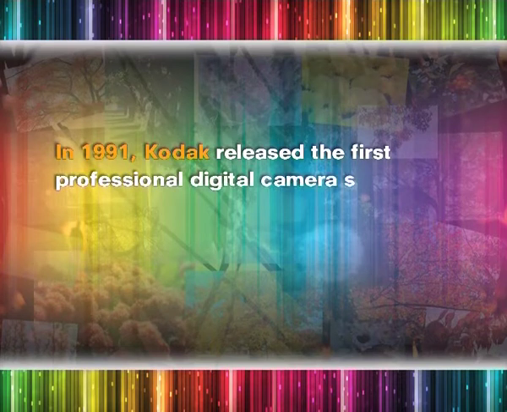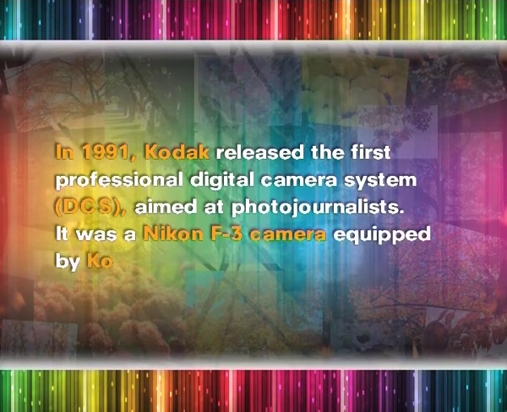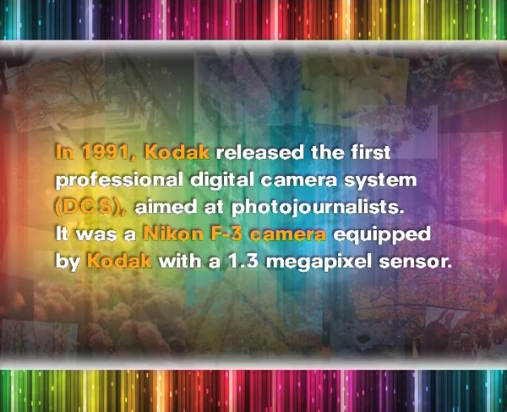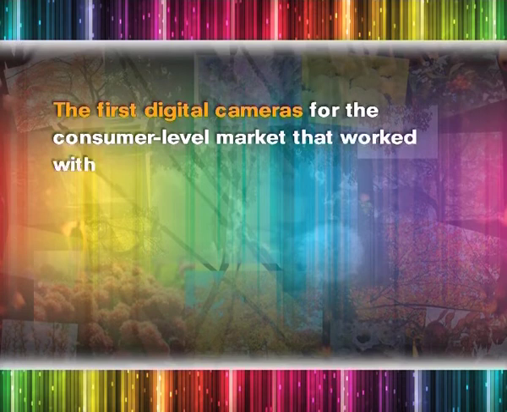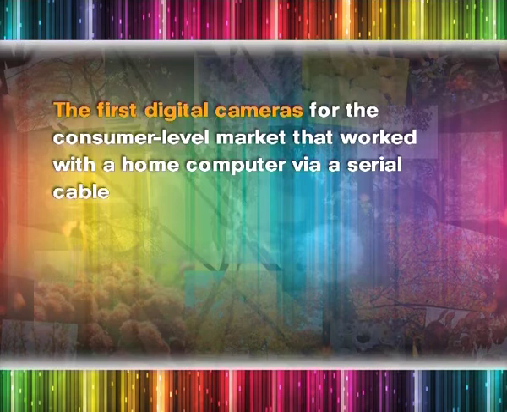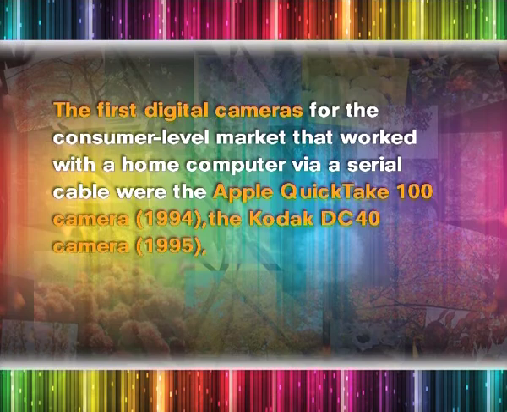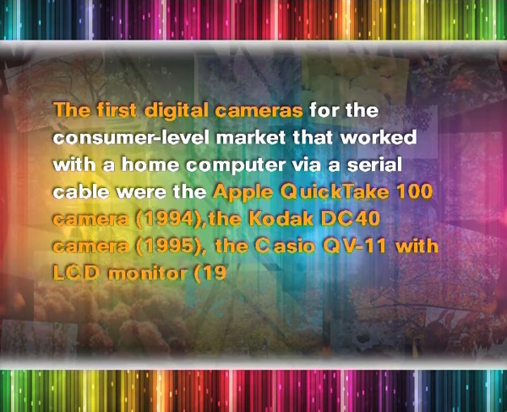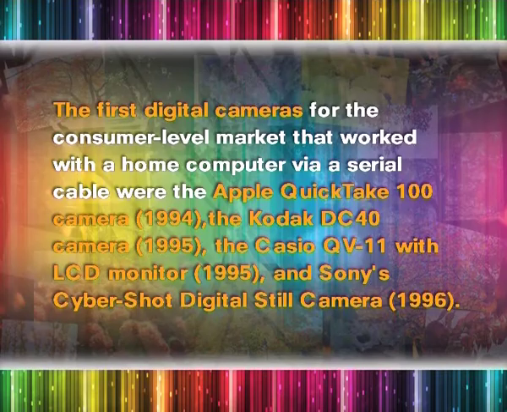In 1991, Kodak released the first professional digital camera system, DCS, aimed at photojournalists. It was a Nikon F3 camera equipped by Kodak with a 1.3 megapixel sensor. The first digital cameras for the consumer market that worked with a home computer via a serial cable were the Apple QuickTake 100 camera, 1994, the Kodak DC40 camera, 1995, the Casio QV-11 with LCD monitor, 1995, and the Sony Cyber-shot digital still camera, 1996.